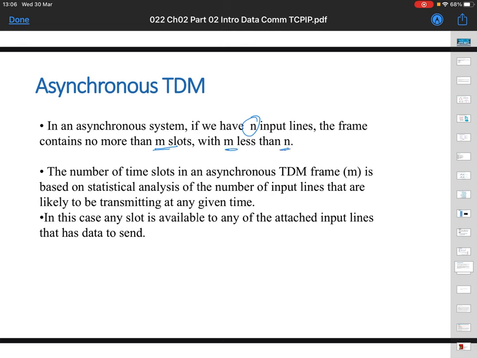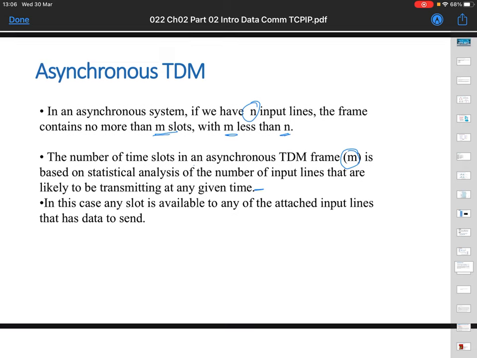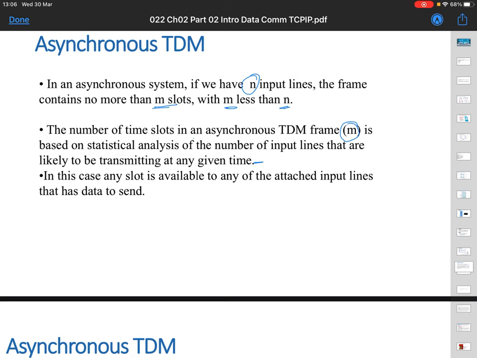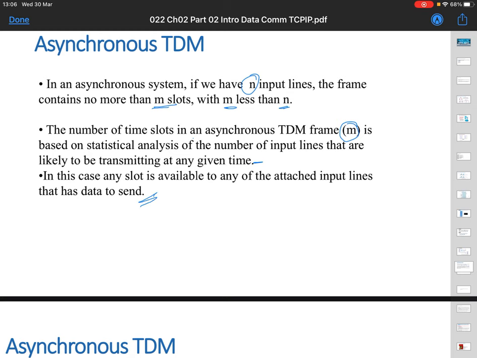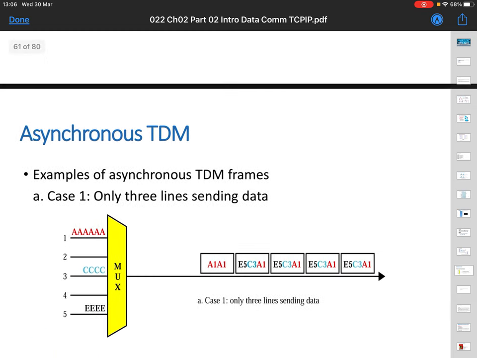The number of time slots in an asynchronous TDM frame, m, is based on statistical analysis of the number of input lines that are likely to be transmitting at any given time. In this case, any slot is available to any of the attached input lines that has data to send. Example of asynchronous TDM frames.